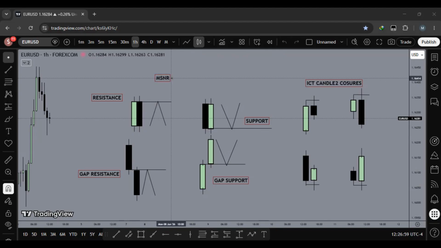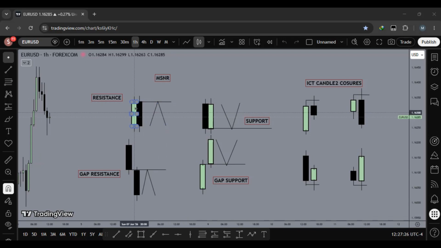Okay. For Malaysian SNR, we are going to look at the basic resistance first. When you see two candles of opposite colors, one bullish, one bearish, like this, remember the closing price of the bullish candle is here. We mark from the opening price. So if you change to line chart, it will give you an A formation.